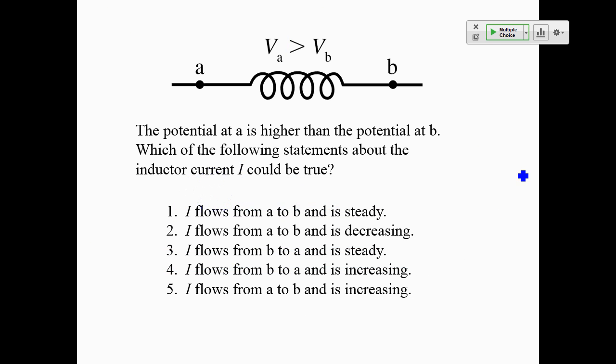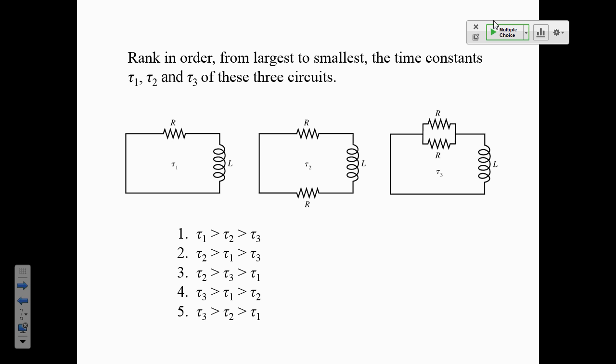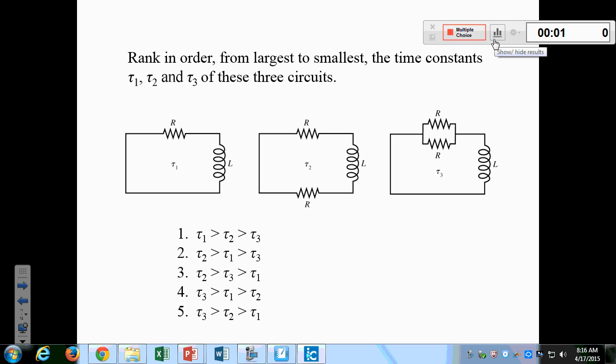All right, let's look at this next one. Rank these in order from largest to smallest by the time constants. And remember the time constant was L over R? Yes. So the time constant is the inductance over the resistance. Remember, the time constant characterizes how long it takes for that current to reach its maximum value.